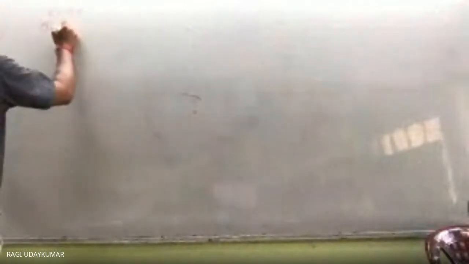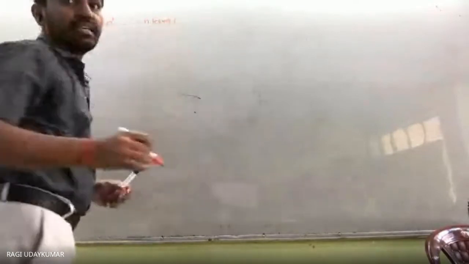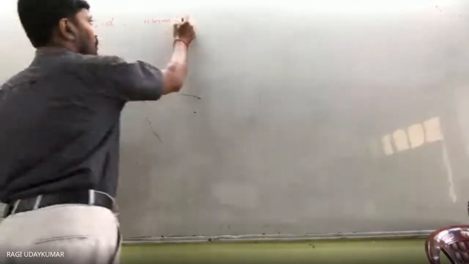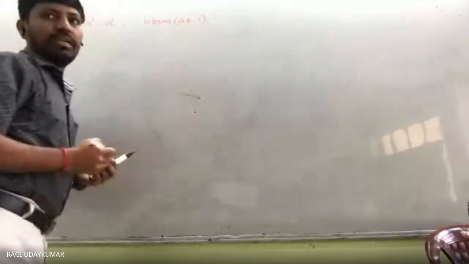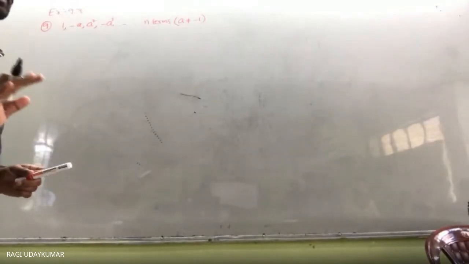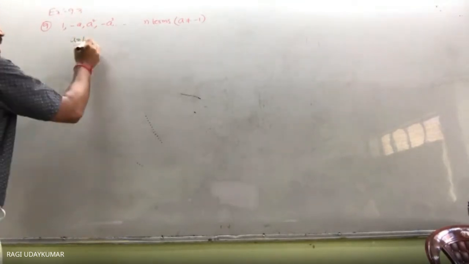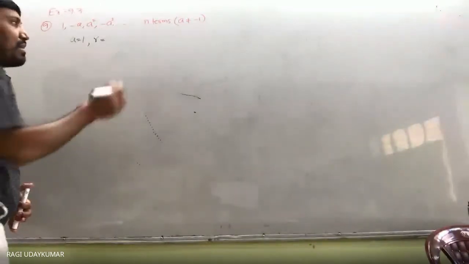Question number 9. So what is given here? 1, minus a, a square, minus a cube, and so on, and it asks you to find the n terms. Here it is given that a is not equal to minus 1. That condition is given. Mostly we forget conditions, you must not forget them. So A is equal to 1 and R is equal to minus a.